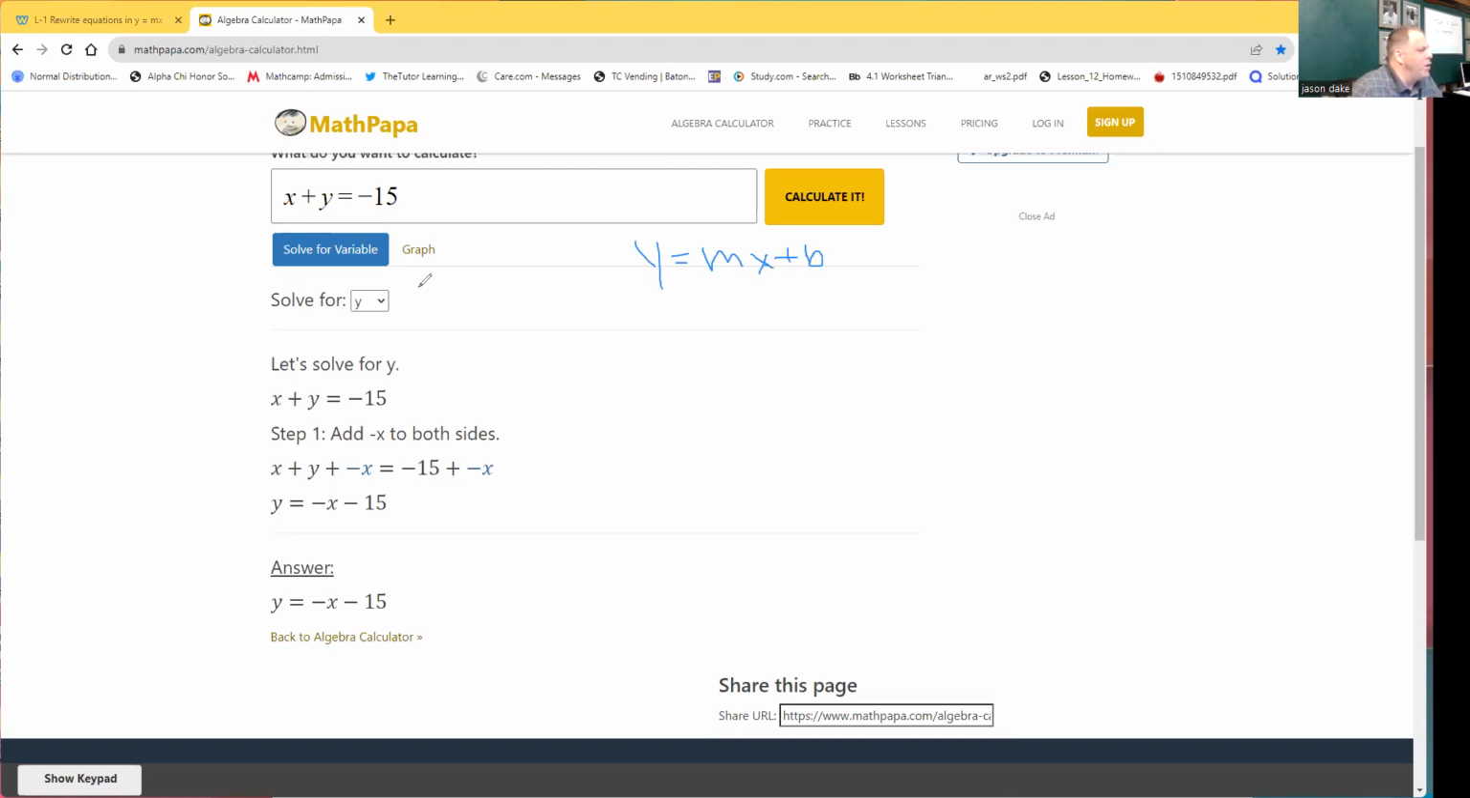All right, so let's look at this problem. Does this problem mirror our y equals mx plus b? x plus y equals negative 15? No, it doesn't, does it? But we have to work our problem through algebra to get it to mirror the y equals mx plus b. All right, so let's do that.